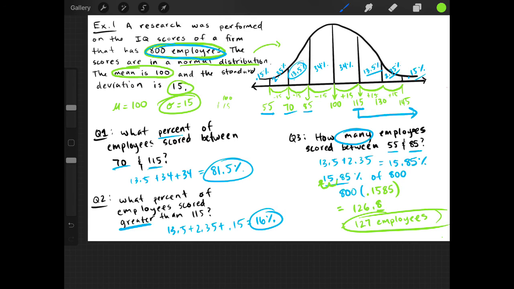We could go through and do the same thing for question 1 and question 2. We already have the percentages there. If you wanted to find how many employees instead, you would just do 800 times whatever 81.5% is, which is 0.815. Again, just moving that percentage over twice. Or if we wanted to do it for question 2, the employees greater than 115, we want to multiply 800 times 0.16. Again, moving that decimal over twice. You don't have to do that. I'm just saying that's the extension there.